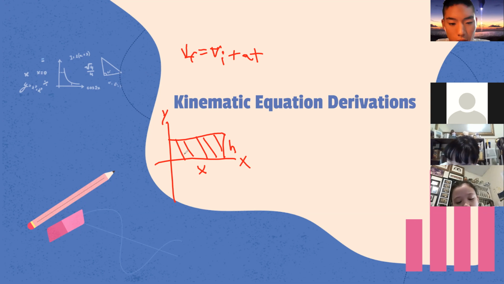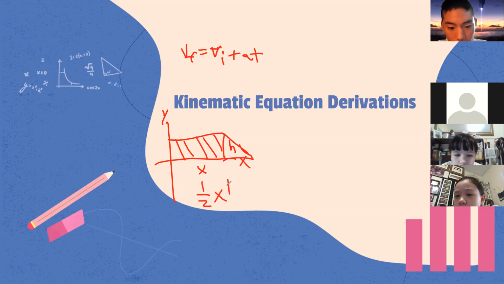Okay, but the thing is, let's say we have a triangle, right? And that becomes, area of a triangle is 1/2 times base times height, because it's the half of a square. So we would actually have 1/2 x times h.